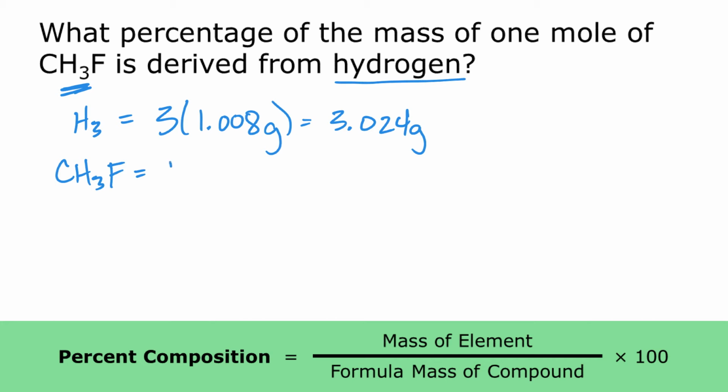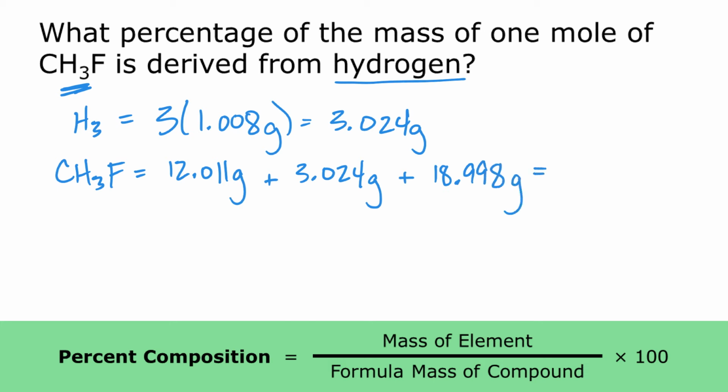Now I'm going to figure out the formula mass of the entire compound. So I have one carbon, and that has an atomic mass of 12.011 grams. I just figured out that my three hydrogens combine for a mass of 3.024 grams. And I have one fluorine, and that is the mass of fluorine right there. And so the formula mass of CH3F is 34.033 grams.